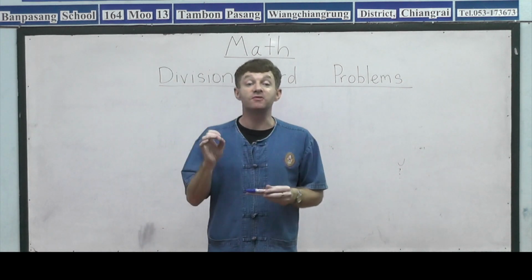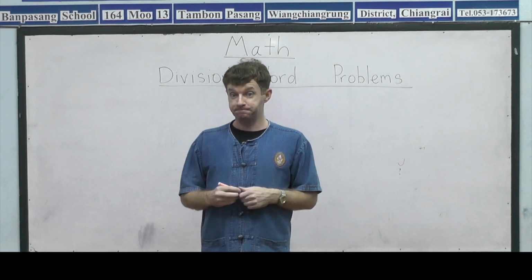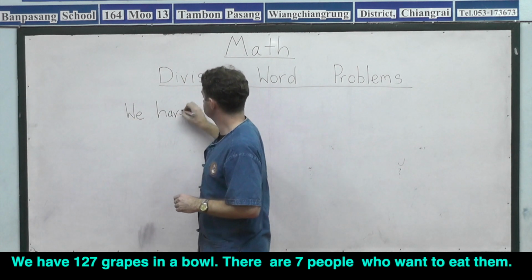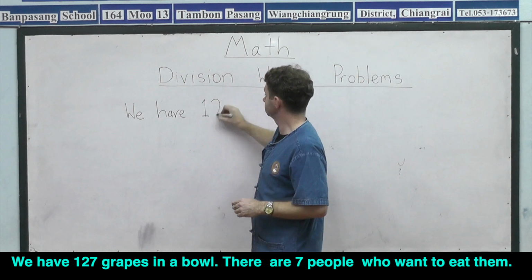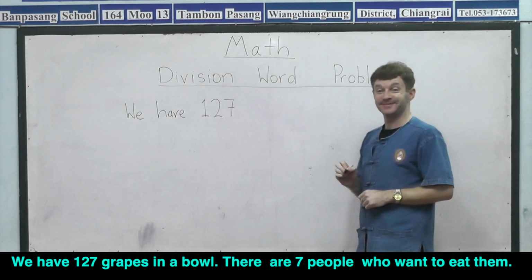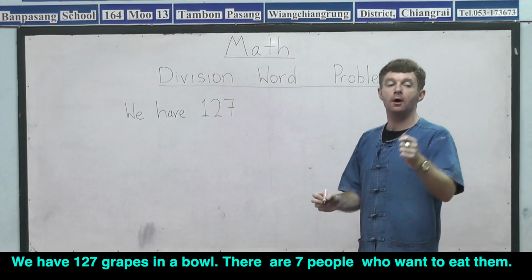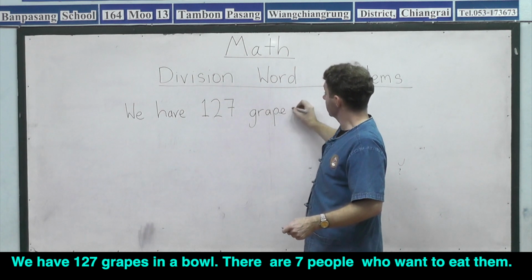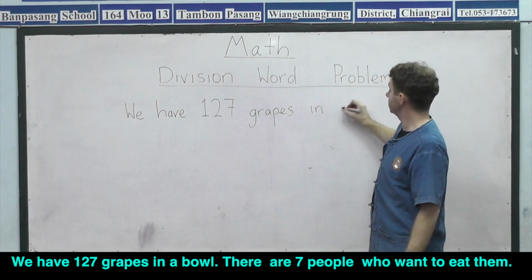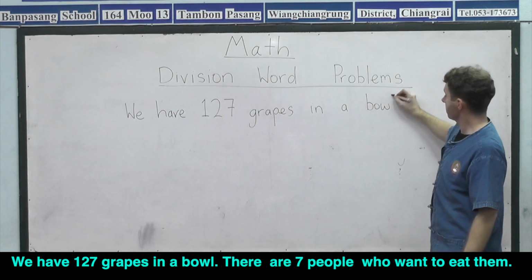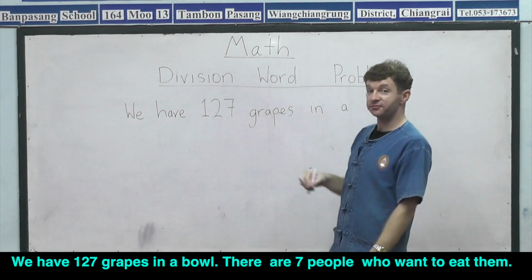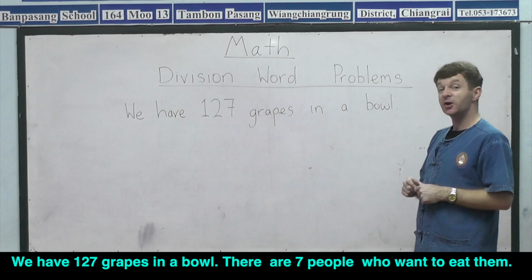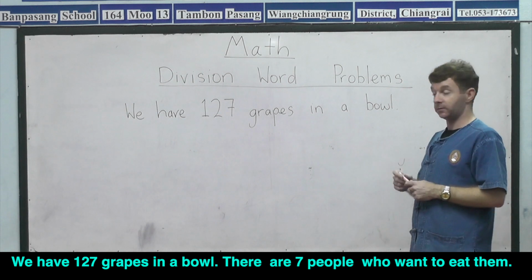Okay, now for division word problem number 2. Okay? We have 127 grapes in a bowl. Okay? We have 127 grapes in a bowl.